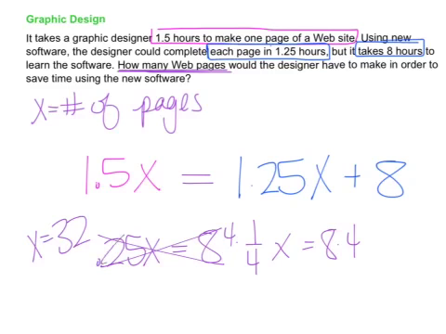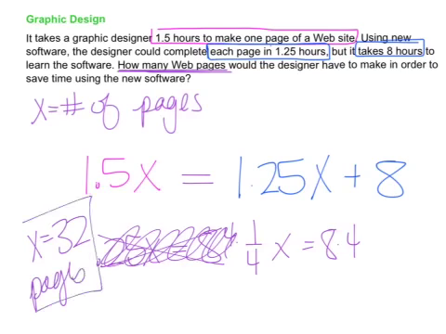So that means that the designer would have to make at least 32 pages in order to make the software worthwhile. If he's going to make fewer pages, he might as well just use his old way, because then he won't have to do the training.